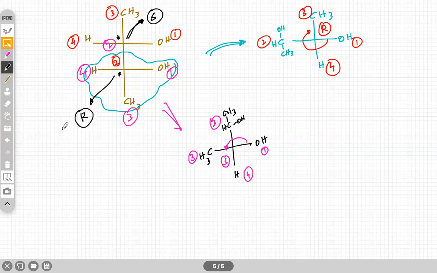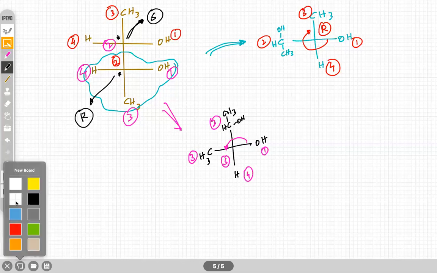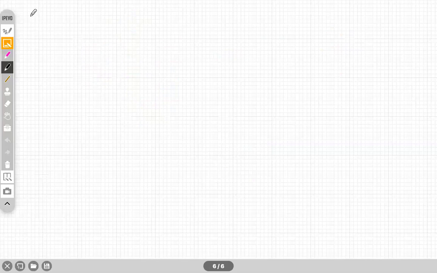Okay, so from this you can easily find out R and S configuration, right? Now there are a few terms that we use for optical isomerism. That term you write down here, enantiomers.